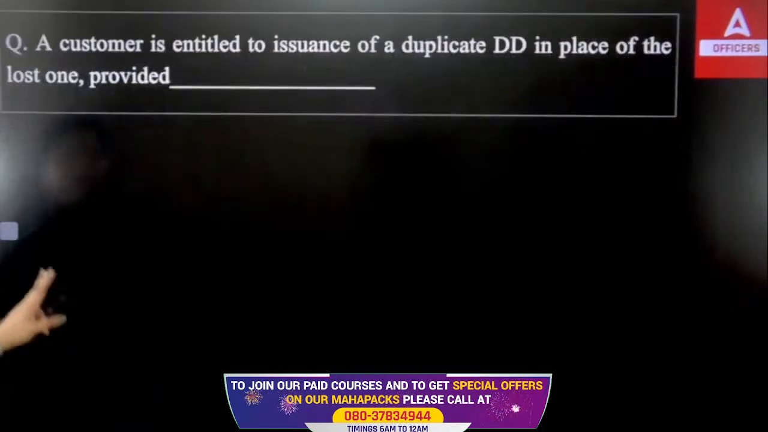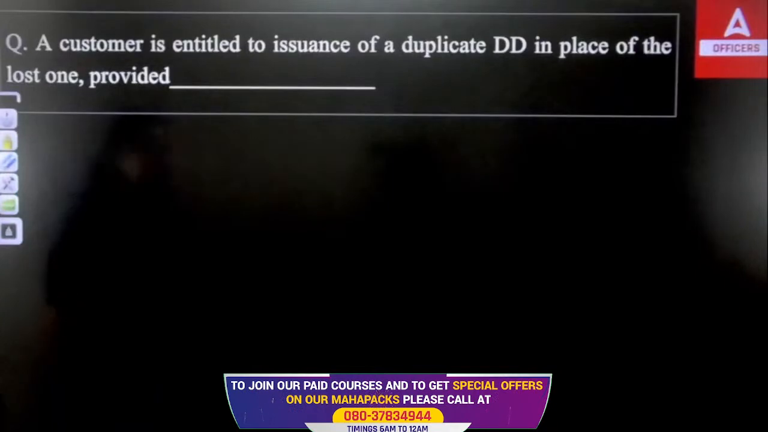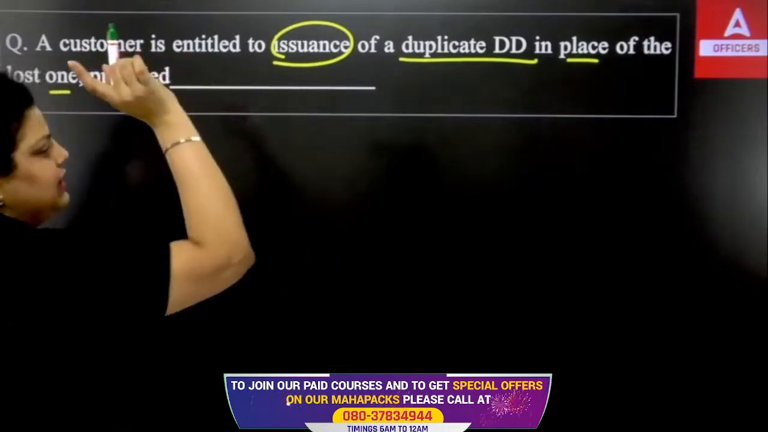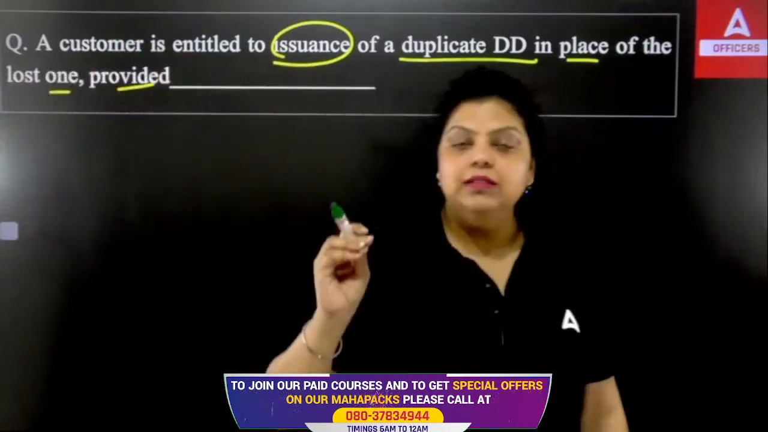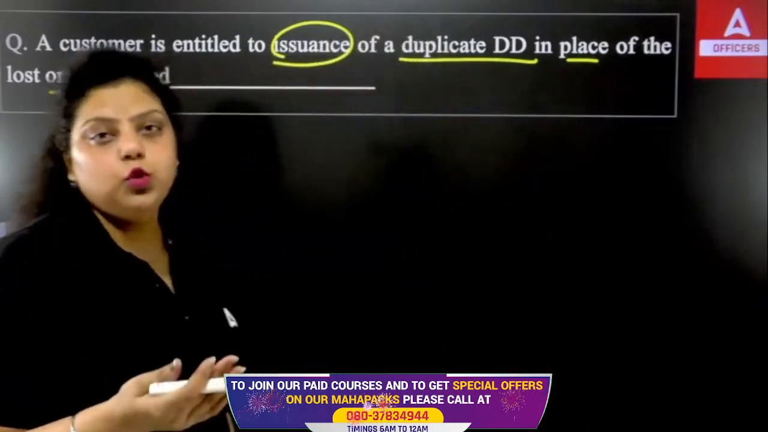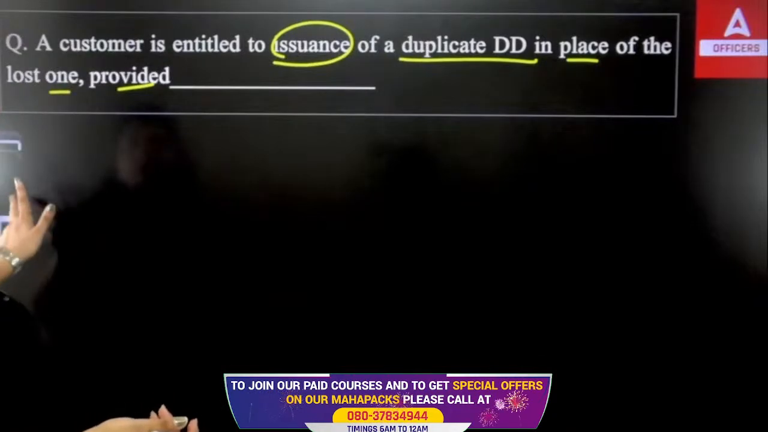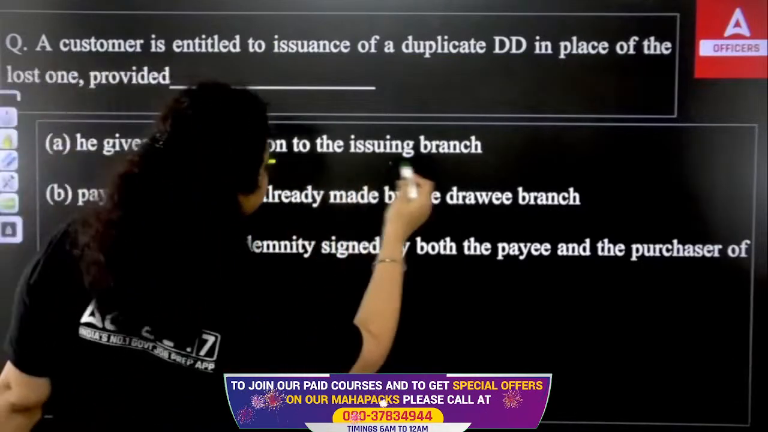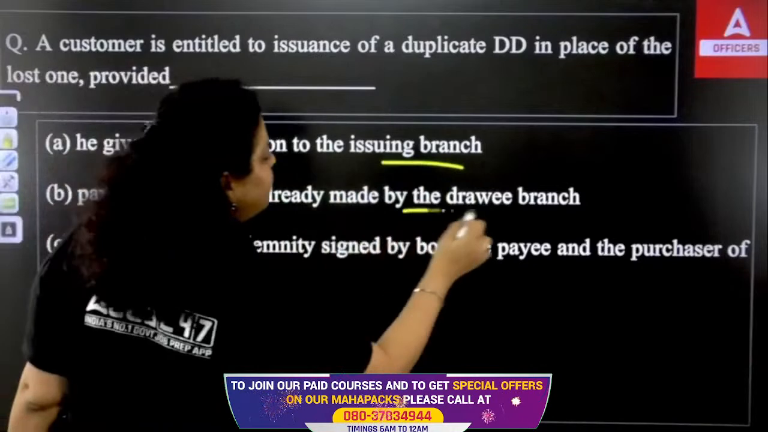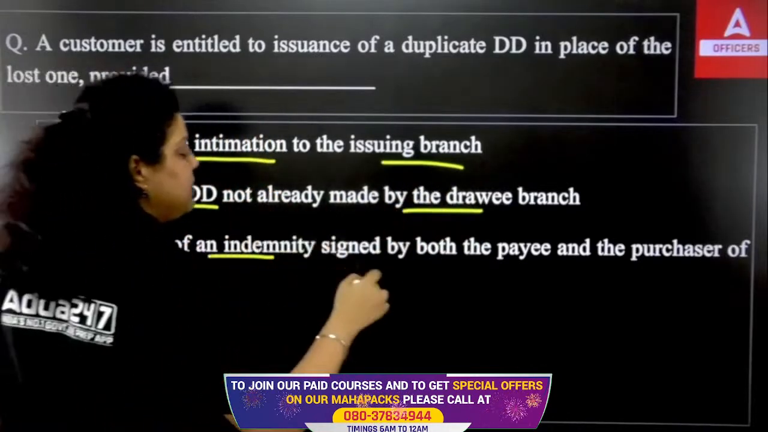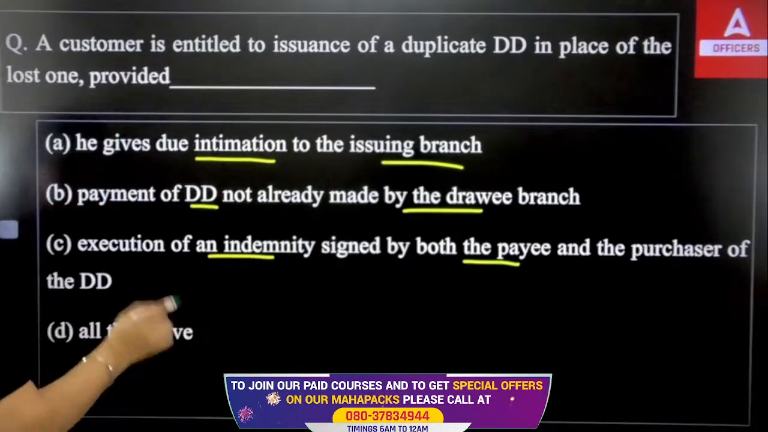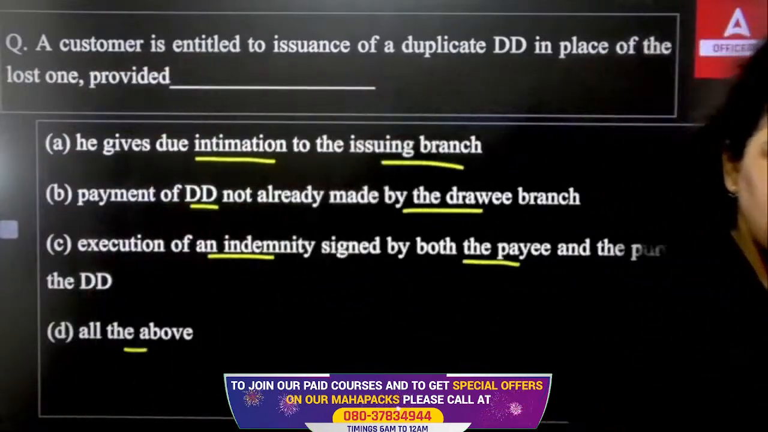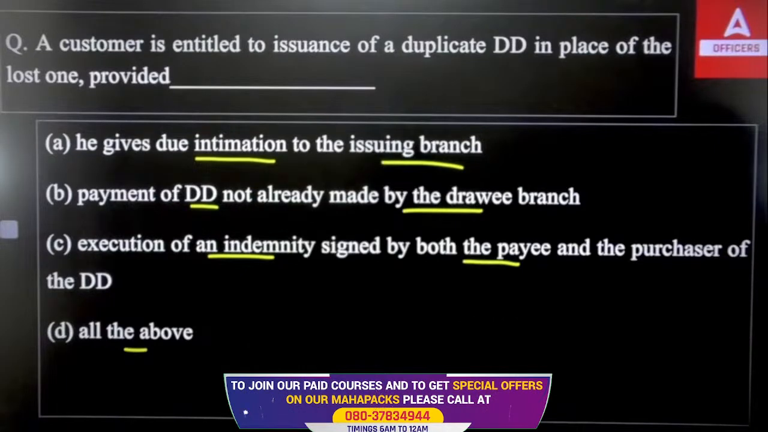Now next, a customer is entitled to issuance of a duplicate demand draft in place of the lost one provided dash. So a customer is entitled to the issuance of a duplicate DD if he lost it, provided one condition. We have these options. First, he gives due intimation to the issuing branch; payment of the DD not already made by the drawing branch; execution of an indemnity signed by both the payee and the purchaser of the DD; all of the above. So which of the following is correct? If a customer wants a duplicate DD, then which of the following is correct?